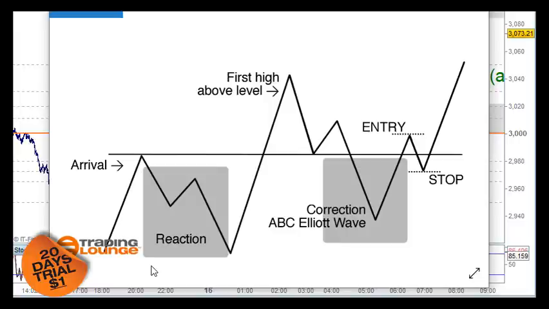There's only probably about 3 things, and of course there's 2 others where it can touch here and never come back, and also not touch here and just continue all the way up through there. But normally it'll be one of these 3 patterns I'm going to show you here. So in this case, we've got the arrival, the reaction, the first high above the level, an ABC correction. But this first high here, that's what you're looking for.